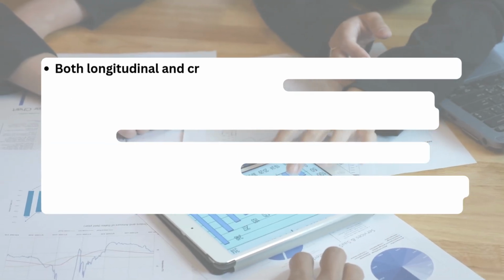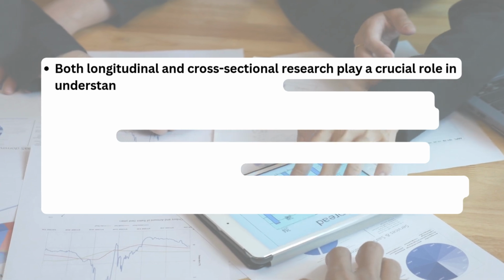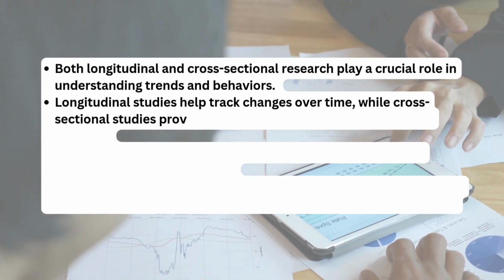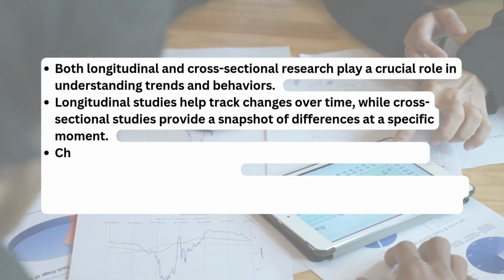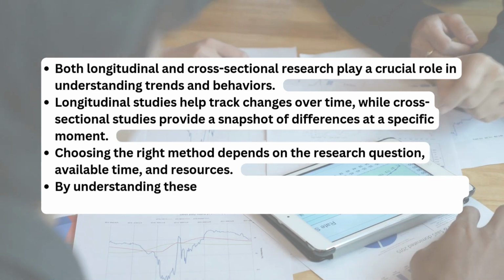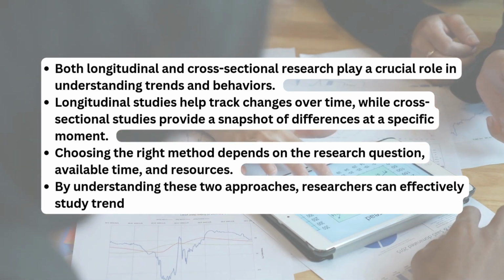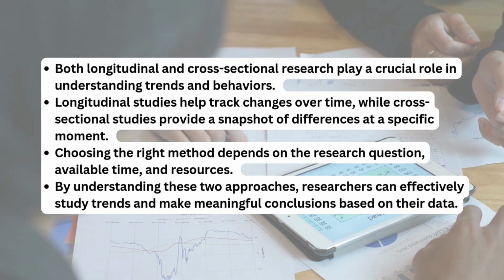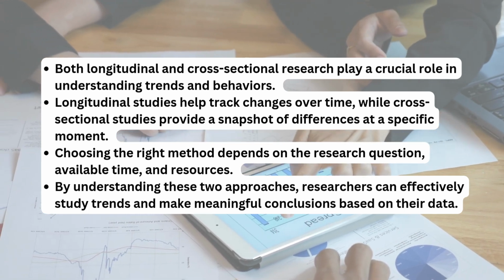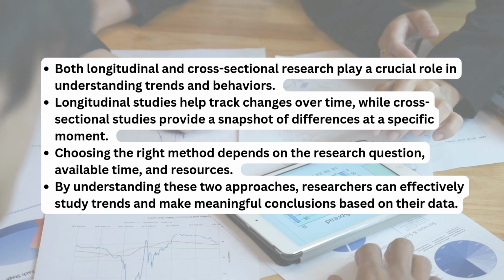Final thoughts. Both longitudinal and cross-sectional research play a crucial role in understanding trends and behaviors. Longitudinal studies help track changes over time, while cross-sectional studies provide a snapshot of differences at a specific moment. Choosing the right method depends on the research question, available time, and resources. By understanding these two approaches, researchers can effectively study trends and make meaningful conclusions based on their data.